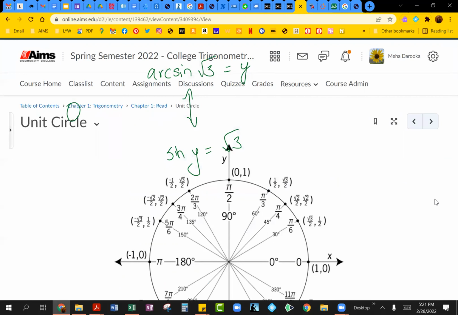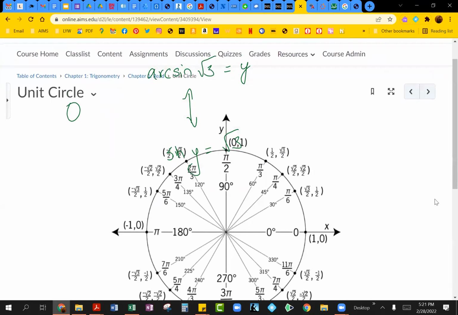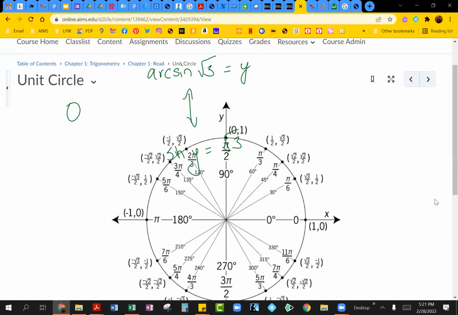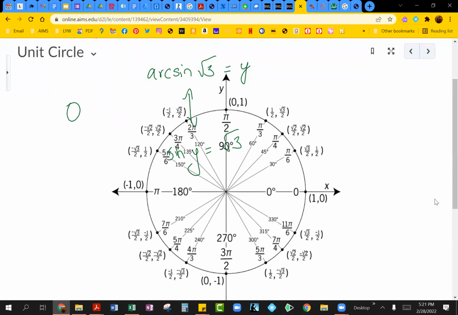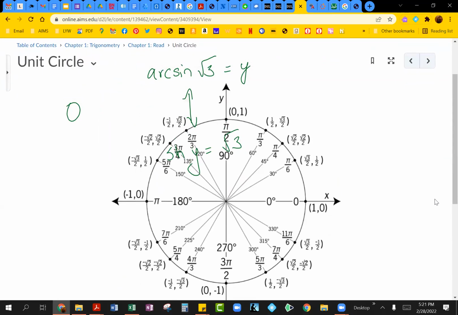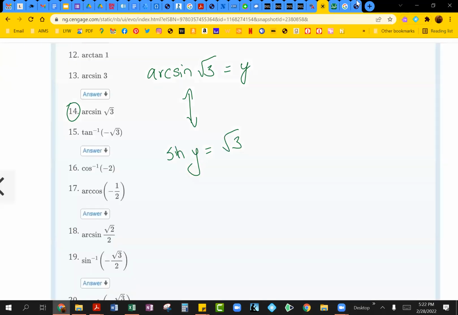So where will the sine function, or for what value of y will the sine function be equal to square root of 3? Take a minute, think about it. I'm not sure if this is really working out. If this is looking kind of weird for you, go ahead and open up the unit circle at your end. Again, you can just go to D2L, go under content for chapter 1, and you should be able to find it.